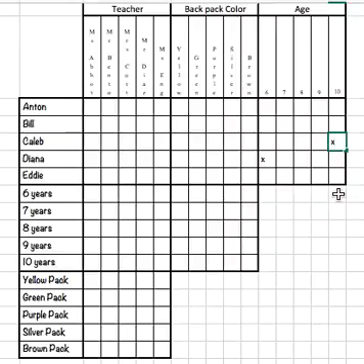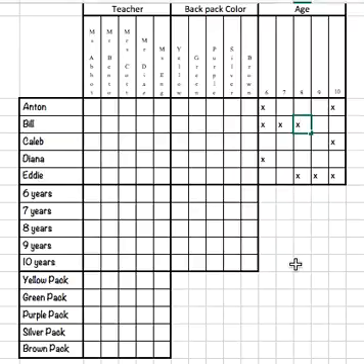And Anton was not the youngest nor the oldest. So Anton was not 6 and not 10. Eddie is young. He's one of the 2 youngest of the bunch. So if Eddie is one of the 2 youngest, he's not 8, 9, or 10. And Bill is one of the 2 oldest. That means Bill is not 6, 7, or 8.